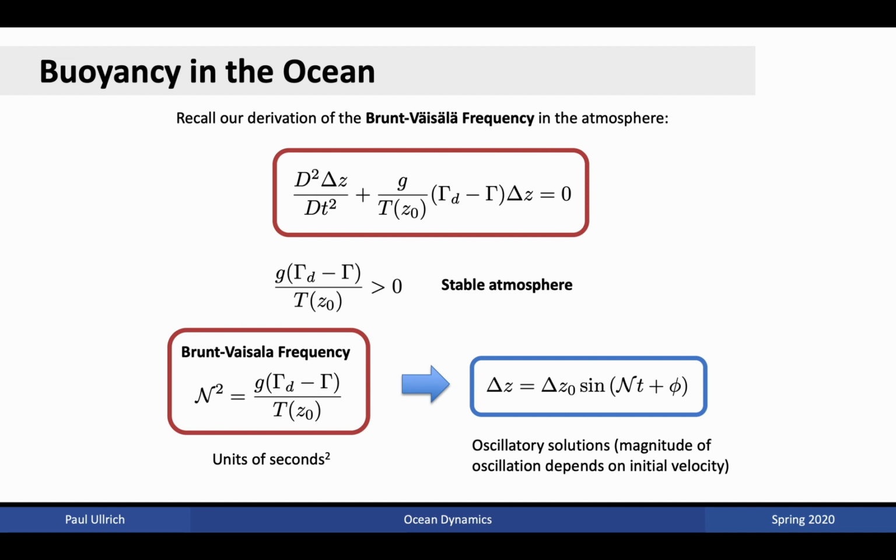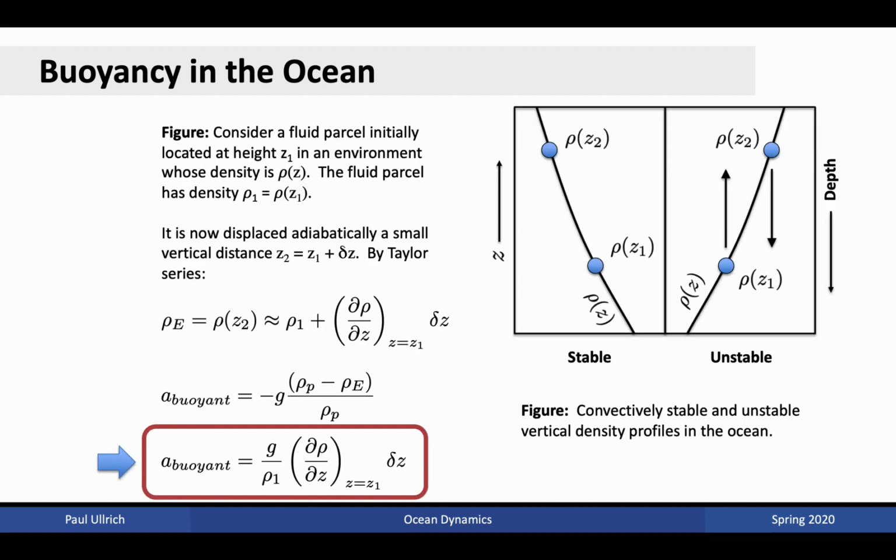This gave rise to the definition of the Brunt-Väisälä frequency, which was basically that N squared, the square of the Brunt-Väisälä frequency, was equal to g times the difference between the dry adiabatic lapse rate and the environmental lapse rate, all divided by the temperature at the reference altitude. The solution then was sinusoidal or oscillatory in terms of this Brunt-Väisälä frequency.